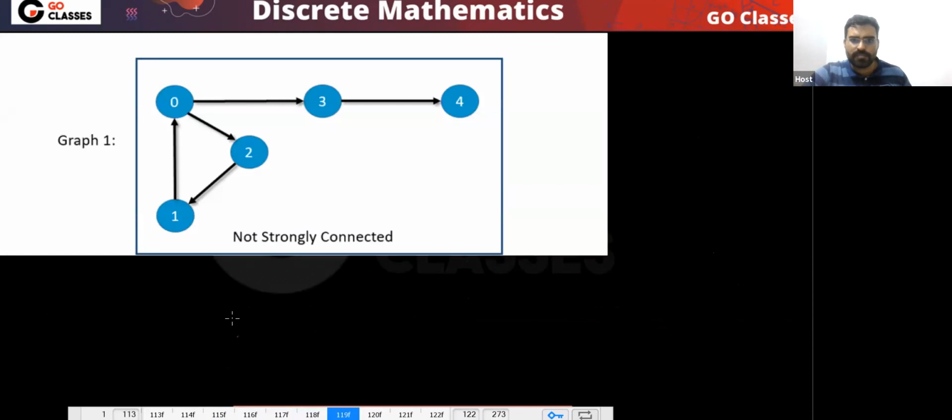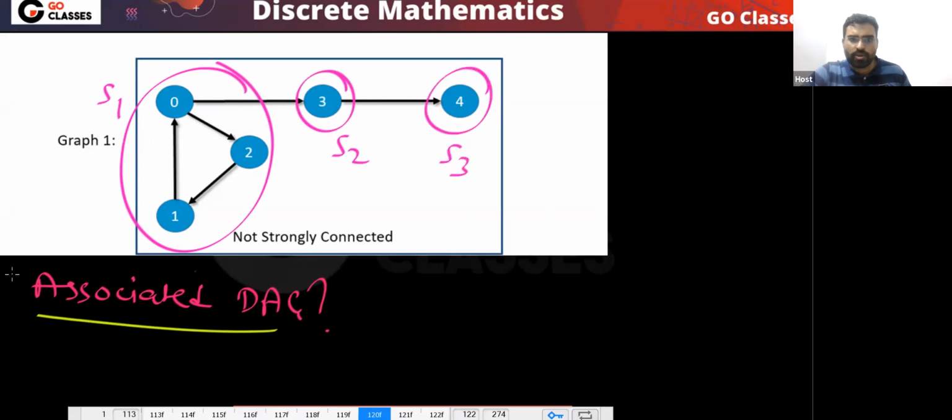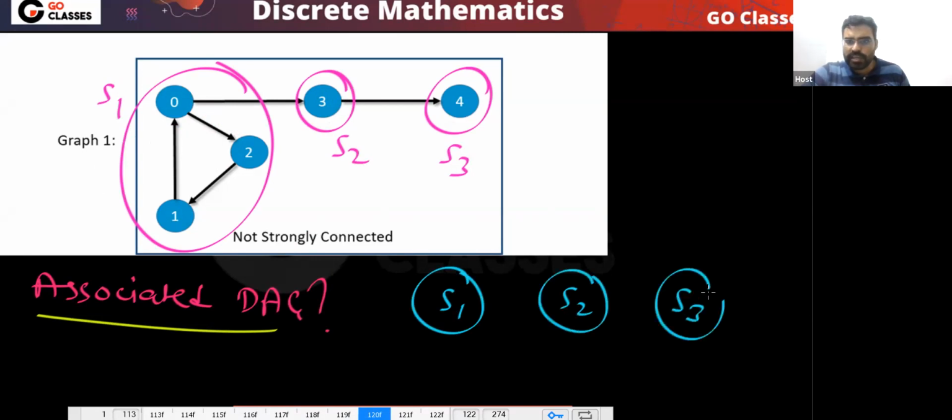Let's see this question. Find the associated DAG. Don't worry, I will answer all your doubts, but find the associated DAG. So what will that be? Very simple. This is one family, so I can say this is a family S1. This is another strongly connected component, and this is another. So the associated DAG will be S1, S2, S3.